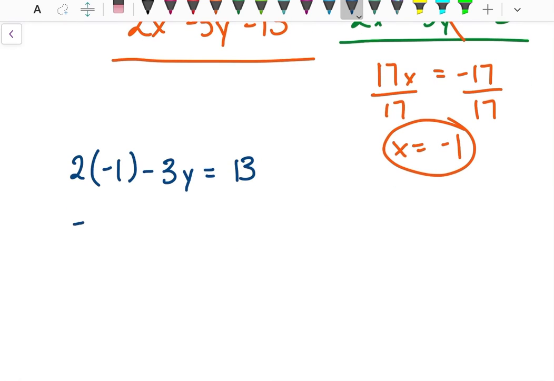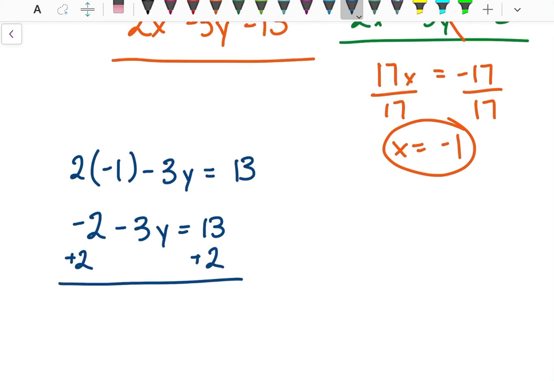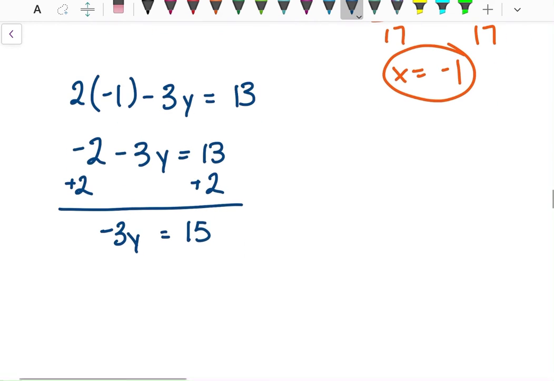So 2 times negative 1 is negative 2. Rewrite everything else. I'm going to add 2 from left to right to get rid of that negative 2. And I get negative 3y is equal to 15. Divide by negative 3, and you get y is equal to negative 5.